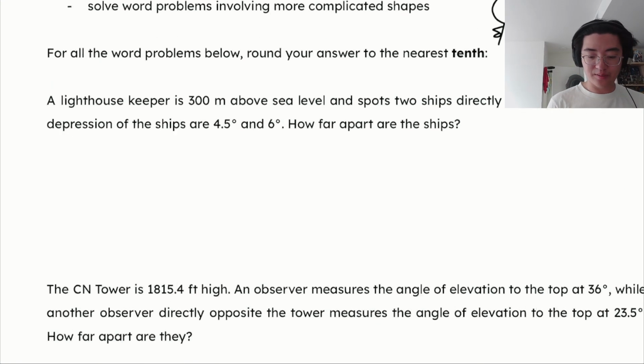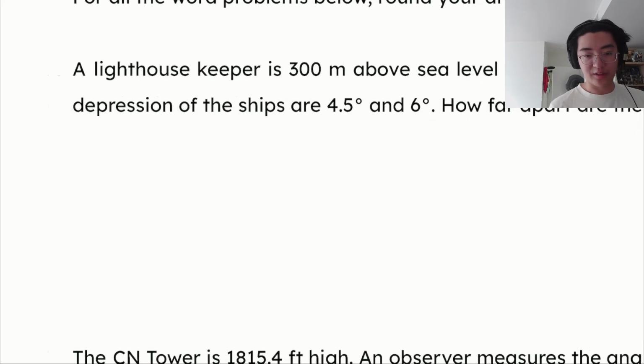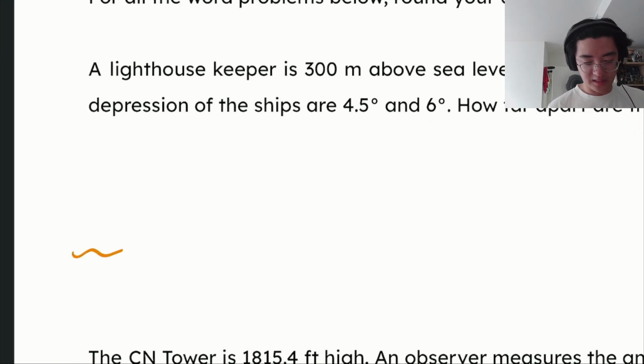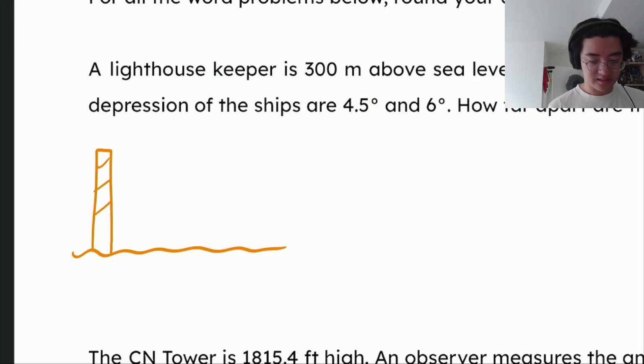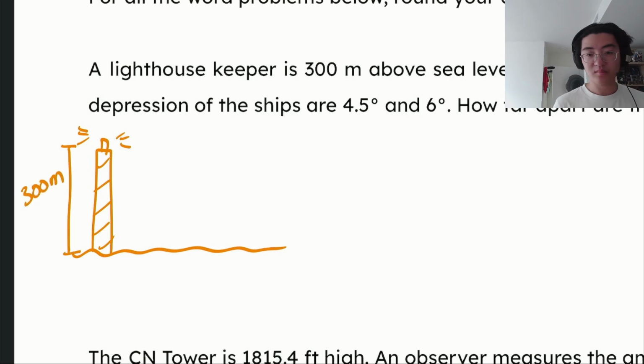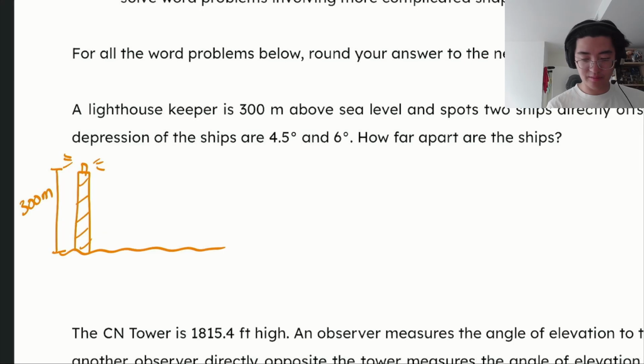Okay, so a lighthouse keeper is 300 meters above sea. Alright, so we can draw that first. So we got the sea here. We got a lighthouse. Alright, we got the lighthouse keeper up there. So 300 meters above sea level. Right? And they spot two ships in the distance, with the angles of depression of 4.5 and 6 degrees. Right? So we want to find out how far apart the ships are.